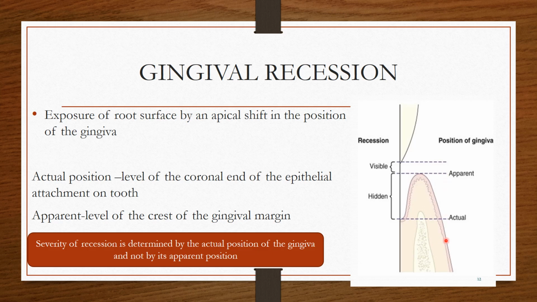So actual position is the level of the coronal end of the epithelial attachment on teeth, and apparent is only the level of the gingival margin, what you are seeing here. So that is the apparent. Severity of recession is determined by the actual position of the gingiva and not its apparent position. So that is what we are seeing here. The severity will be determined by the actual position, not the apparent position. So that is gingival recession.